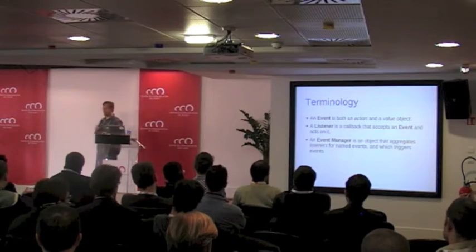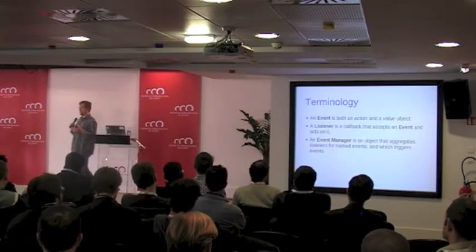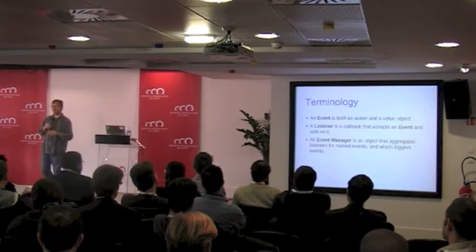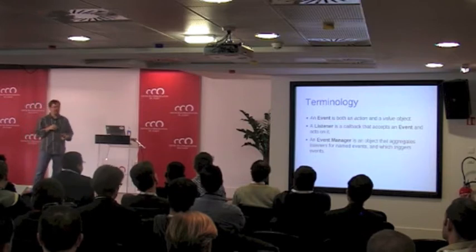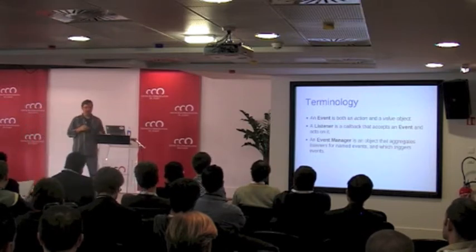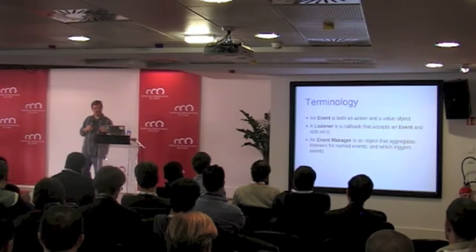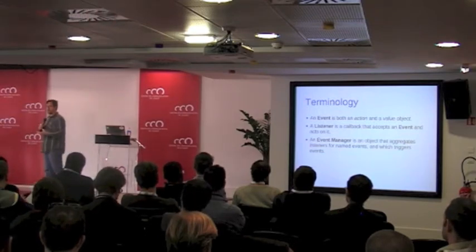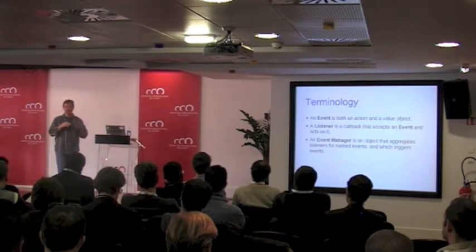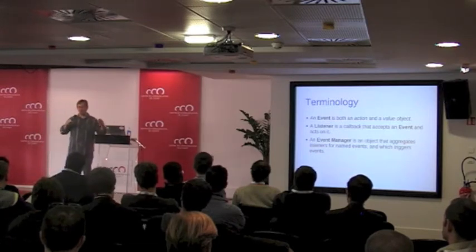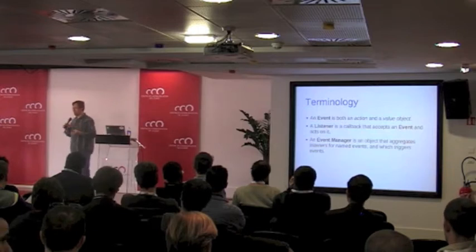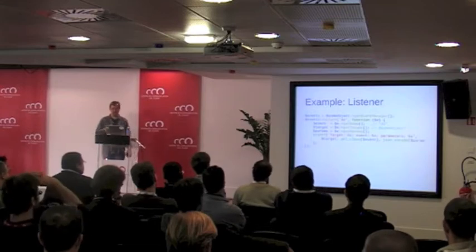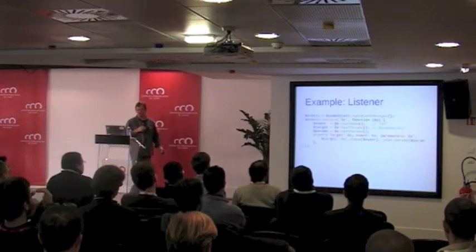The event manager aggregates all these listeners for each event, and you will have an event manager per object that needs to trigger some sort of event. We have a concept of shared listeners as well. I'm not going to go into that today, but shared listeners are basically ones that are queried by each event manager instance so that you can have very fine-grained or very loose and abstract listeners that are listening to all sorts of events. So as an example of a listener, this example shows a bunch of different things.